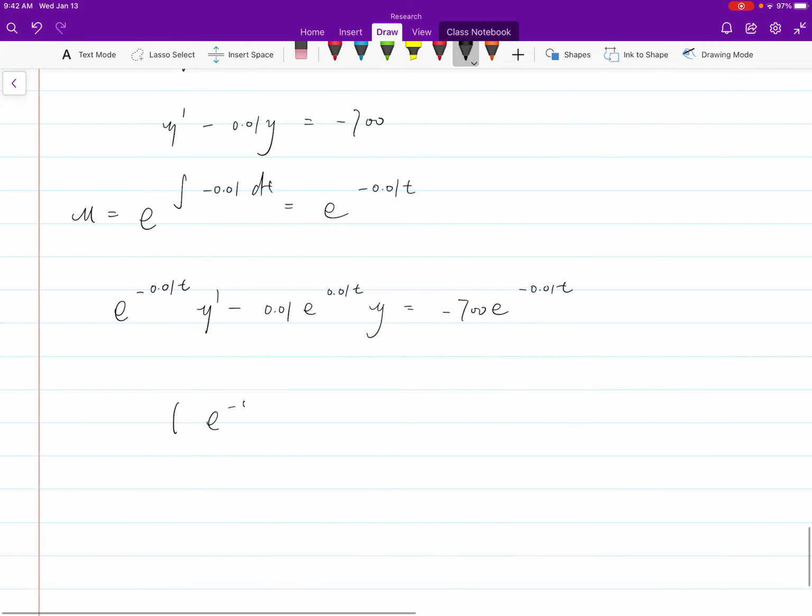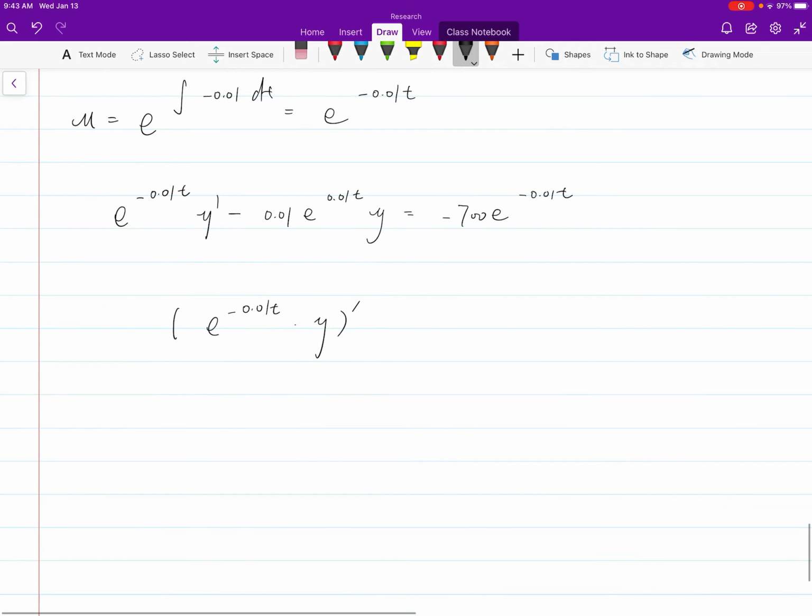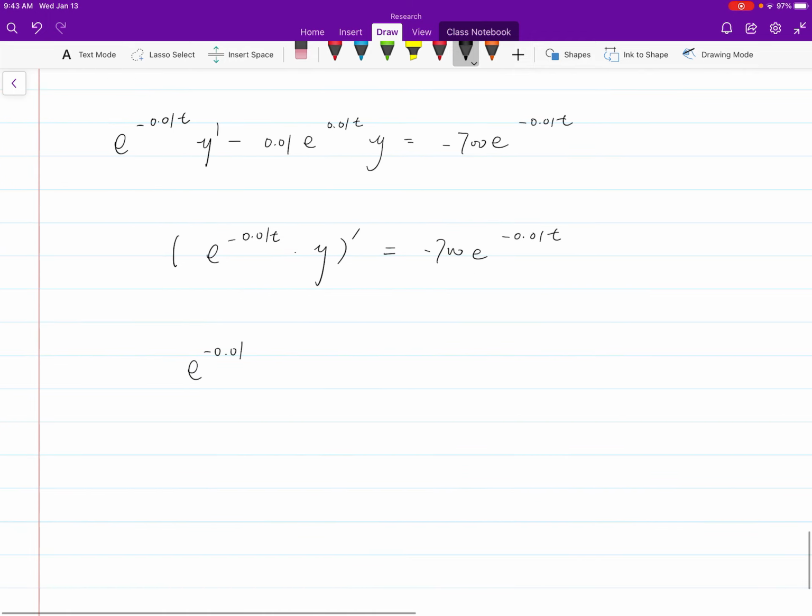All right, now check the left-hand side. You should have this. Do you? Well, if you take the derivative, you keep this part, take y prime, you got the first term. Now if you keep the y term and take the derivative of e to the negative 0.01t, you got exactly this, including the negative sign. From here you can see, well, it worked. It's a perfect product rule. And because of that, we can now solve it.